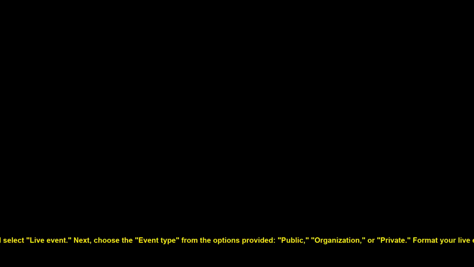In the New Meeting window, fill out the meeting title, date, and time for your live event. Scroll down to the Meeting Type drop-down menu and select Live Event. Next, choose the event type from the options provided, Public.